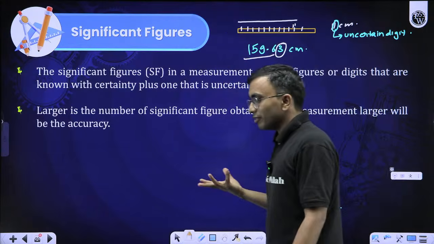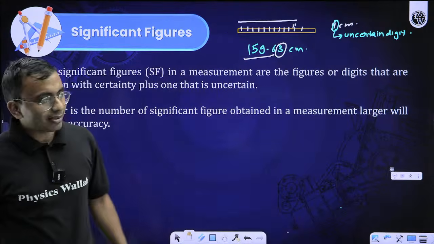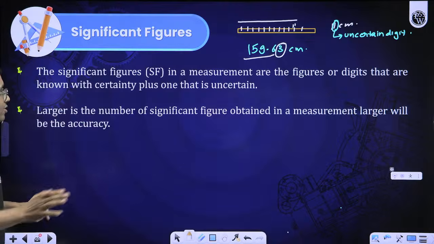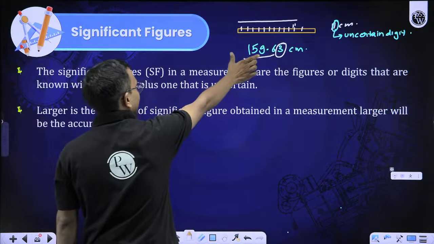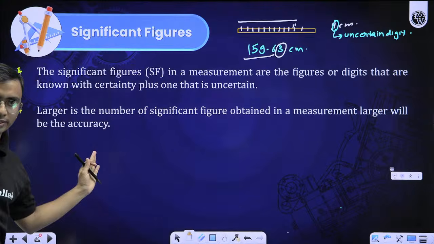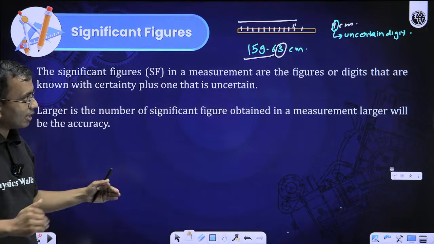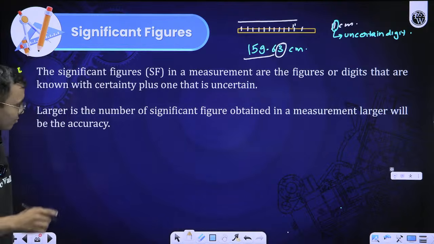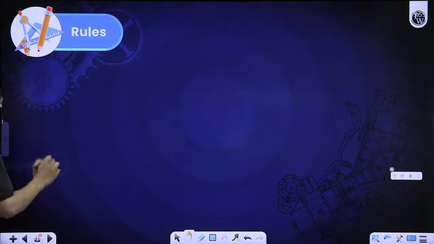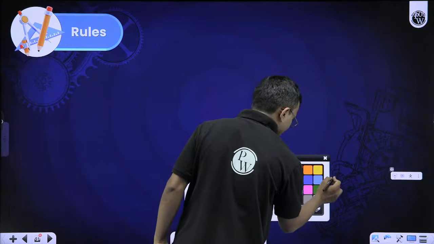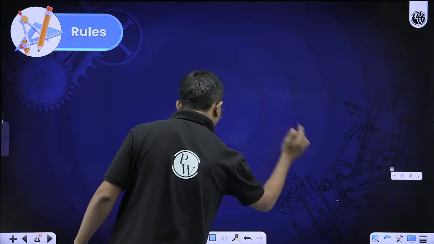So for any measured value, we count the number of significant digits in the measured value. These significant figures are the combination of the certain digits plus 1. The certain number of digits plus 1, that we call the number of significant figures in that measurement. Okay, so there are some rules for the number of significant figures. I'll tell you the rules, but I'll not write the rules. I'll give you an example, from there you can learn.